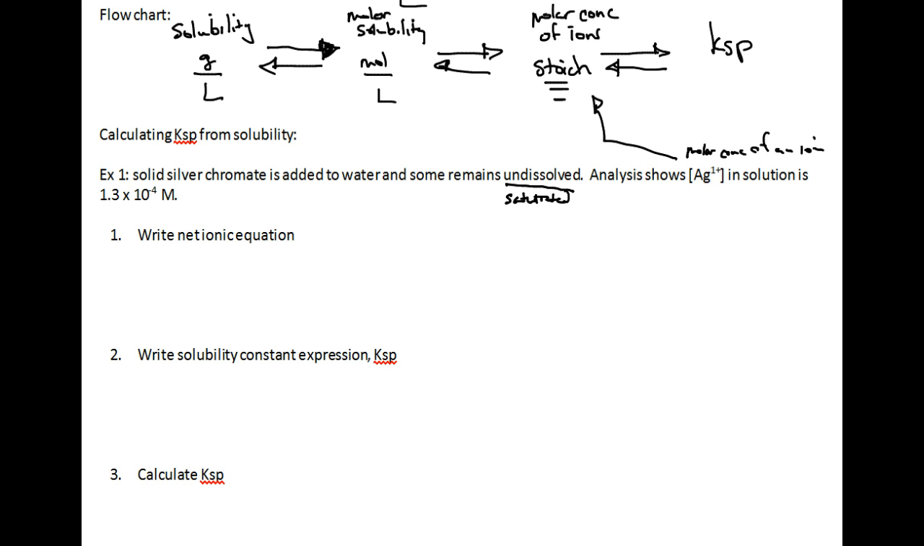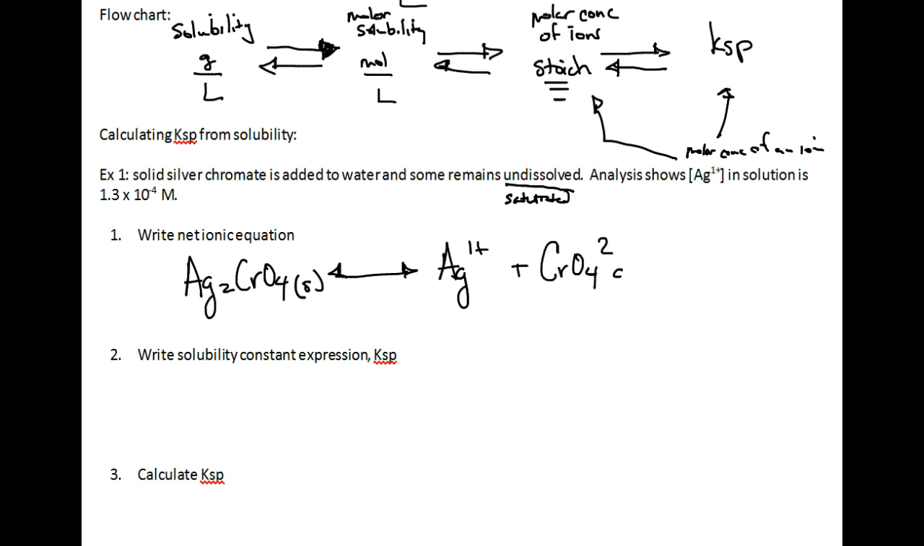And we're going to do a couple of things, and we're going to try to get ourselves to KSP. First off, we want to write the net ionic equation. So silver chromate, there's our silver chromate formula, and that's a solid, and we're going to break it up into the silver ion plus the chromate ion. Both of these are going to be aqueous. And make sure I balance it. Yes, I got a 2 there, and so I'm going to put a 2 in front of my silver ion. Next thing I'm going to be asked to do is write the solubility constant expression, KSP. You can pause the video right here, right now, and try it yourself, and then check your answers.